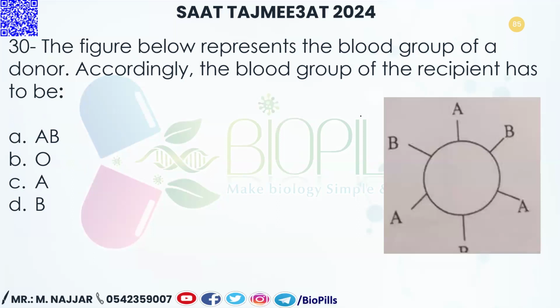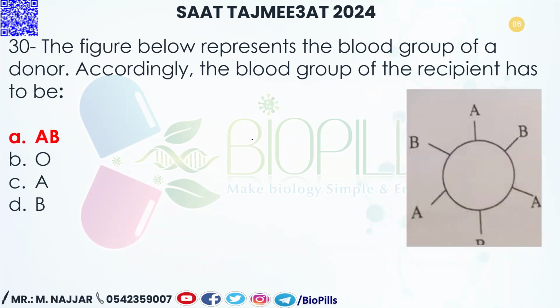The figure below represents the blood group of a donor. Accordingly, the blood group of the recipient has to be. If you know what it is, you know what it must be. What is the answer? This is the donor. Actually, no, no. Okay, none of your answers is correct. Only Al-Jawhara. Yes, you're right. It's AB.